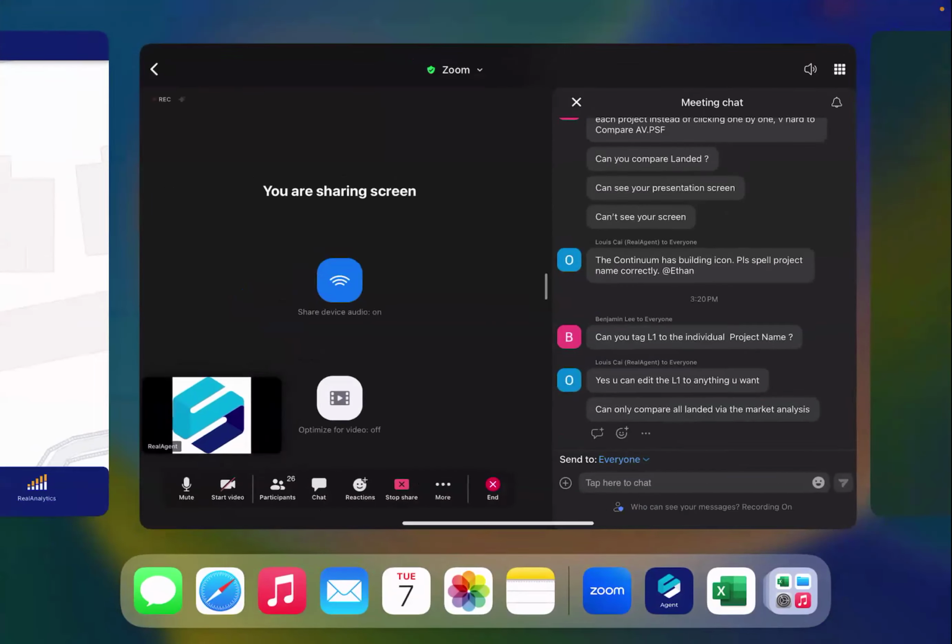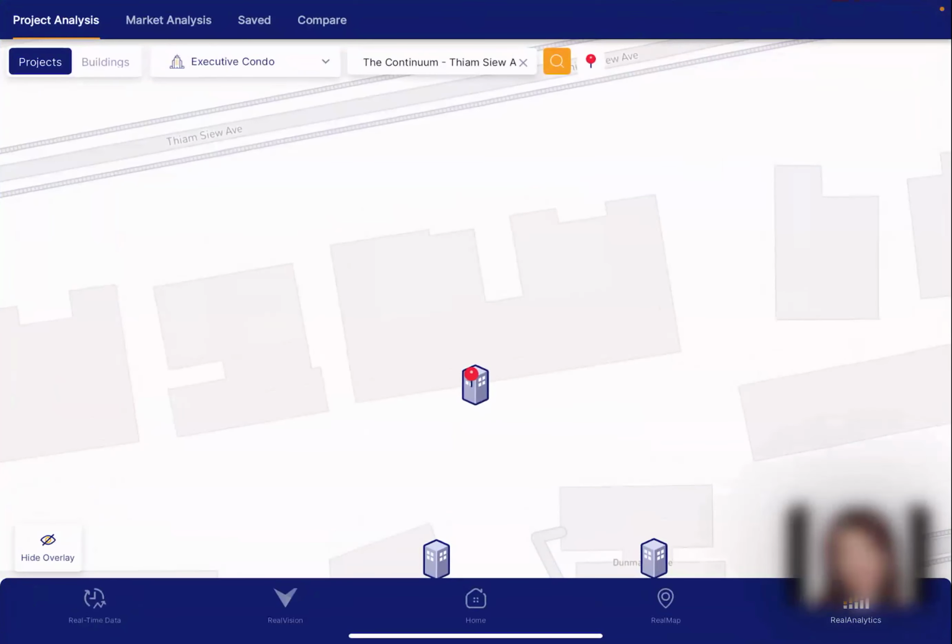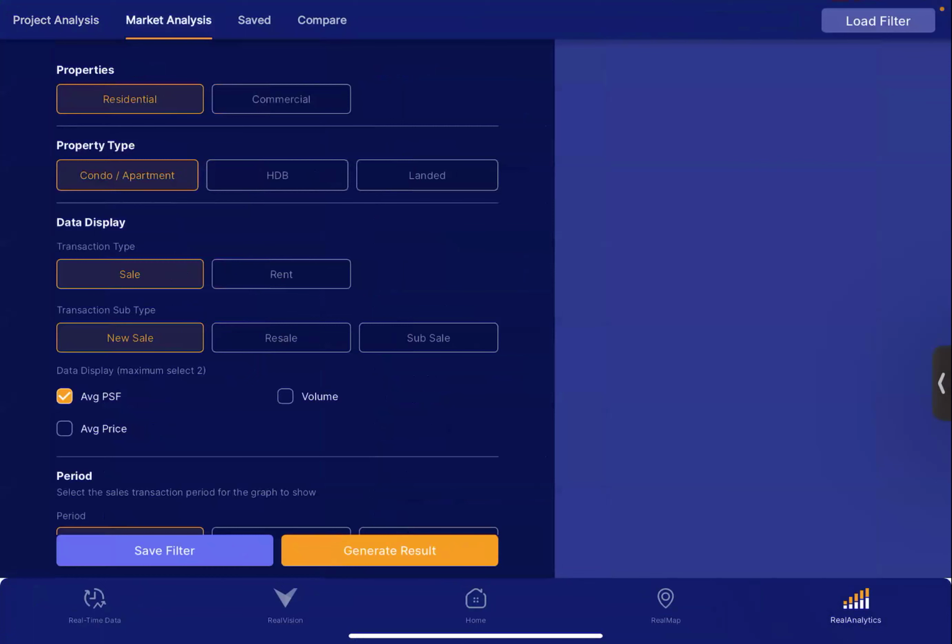Okay, so that's for project analysis. Next one I want to move on to is market analysis. Market analysis is a bit more straightforward. Market analysis basically is macro level. You're comparing district to district, HDB town to HDB town, district to HDB town, bigger area, no specific project, landed in this area versus landed in that area.